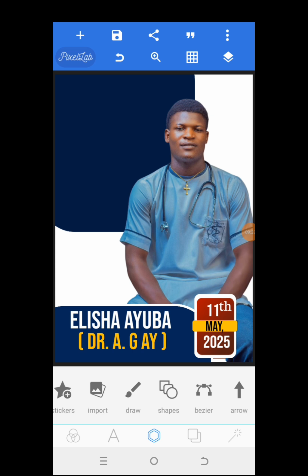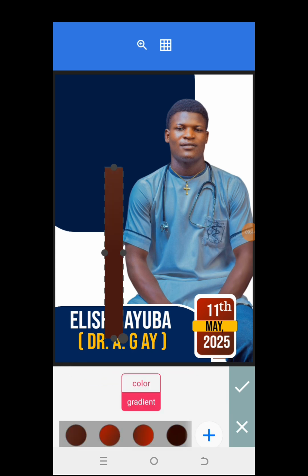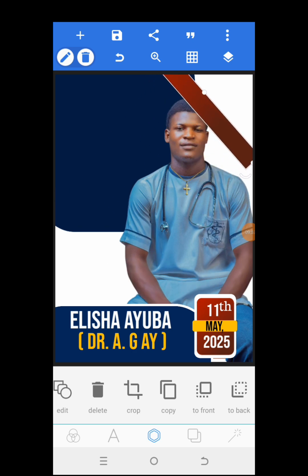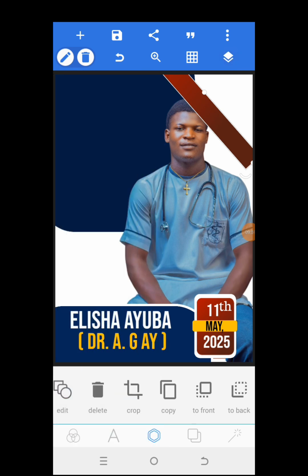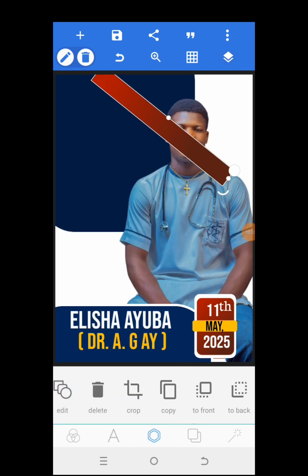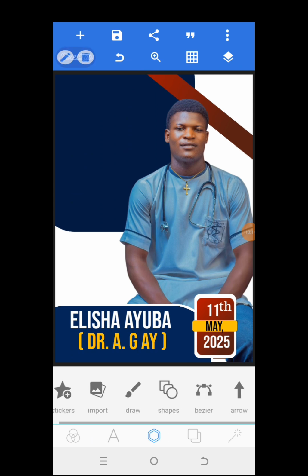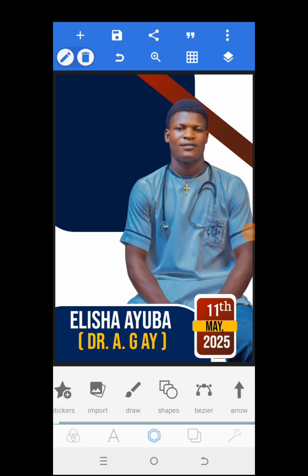Now I'll create another shape here. Fix the shape toward here. Then I'll go to gradient color and fix a gradient color like this, and I need it right here on this axis. So I will drag the layer down to here. I drag the layer backwards. Yeah, so here we go.